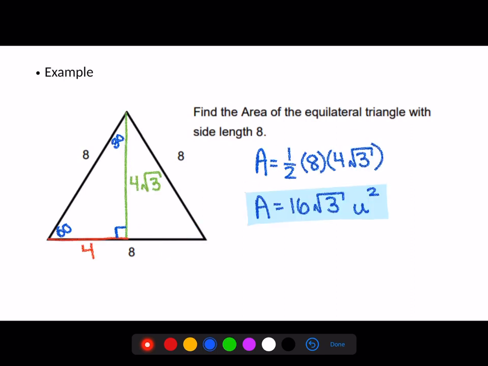So from here, we can go ahead and find our area. Area is equal to 1/2 our base. Again, our base is the entire thing, 8, times our height, 4 radical 3. Well, if I do the math here, 1/2 of 8 is 4. 4 times 4 gives me 16, and then the radical 3 is just hanging out on the end. So area is equal to 16 rad 3 units squared. That's what the U stands for. U is for units.